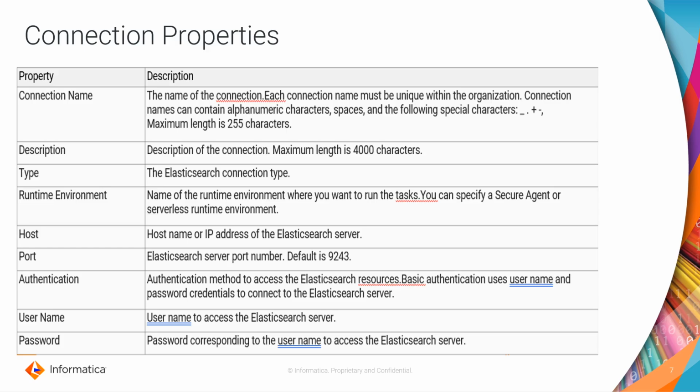Host will be the host of your Elasticsearch server. Port number is 9243 by default. For authentication, currently the Elasticsearch connector supports basic authentication, which means you need to specify username and password details. The username which you specify in this connection should have the ability to create indexes, read indexes and write indexes.